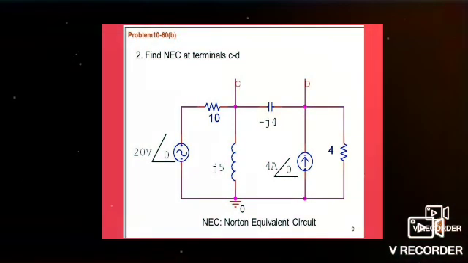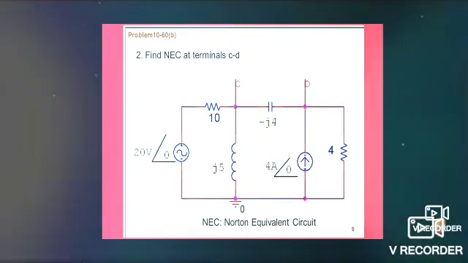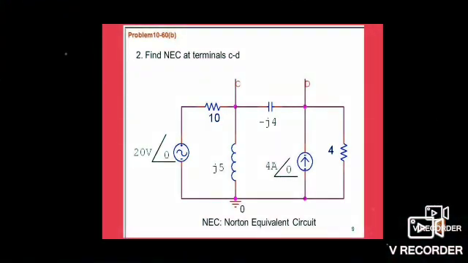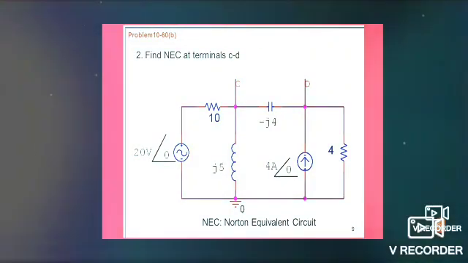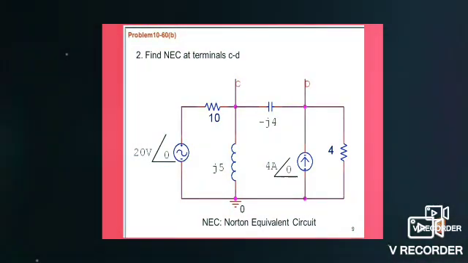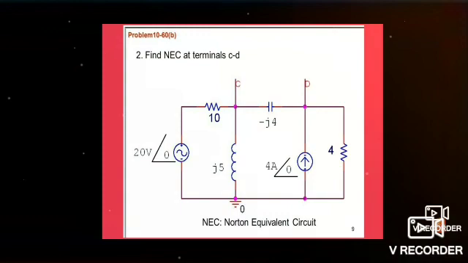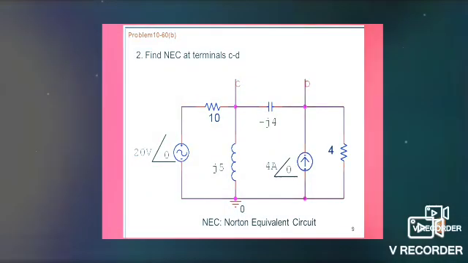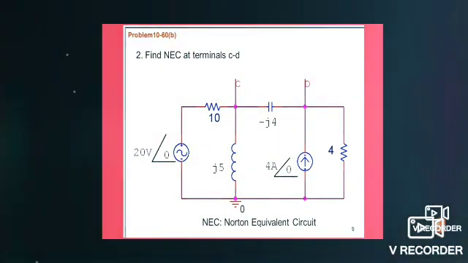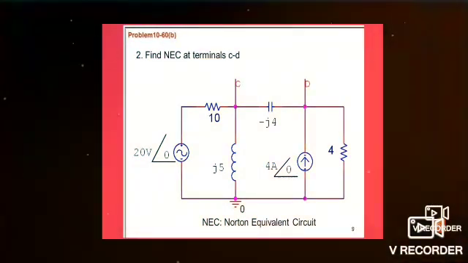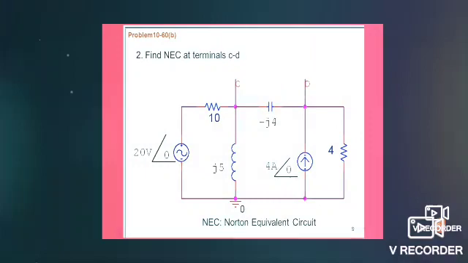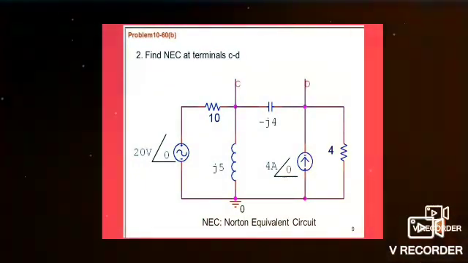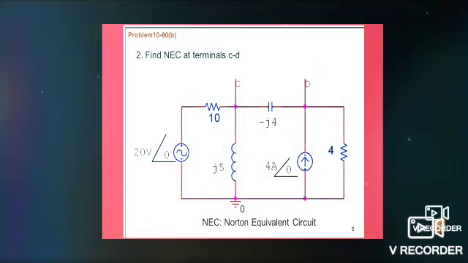We are going to find out the value of the Norton equivalent circuit between the terminals C and D. To find the Norton current, C and D are short circuited, and the short circuit current is called the Norton current. And we have to find out the value of ZTH. Then the Norton current in parallel with the Norton impedance is the equivalent circuit across CD. Now we are going to find the NEC, that is, the Norton equivalent circuit for the given network.